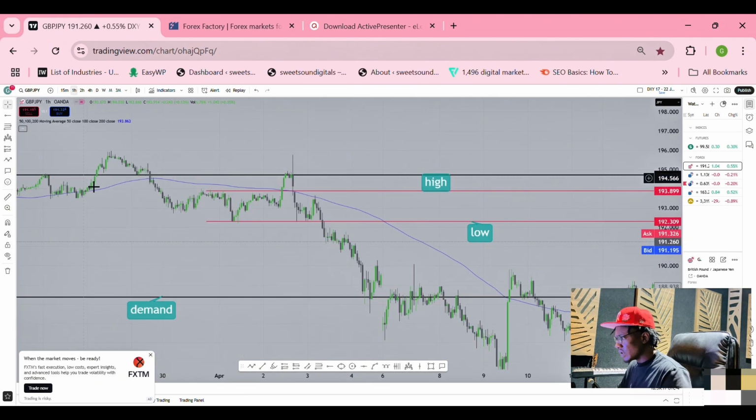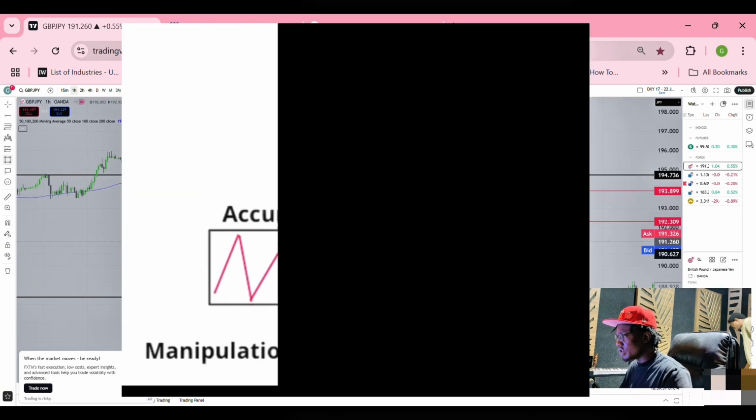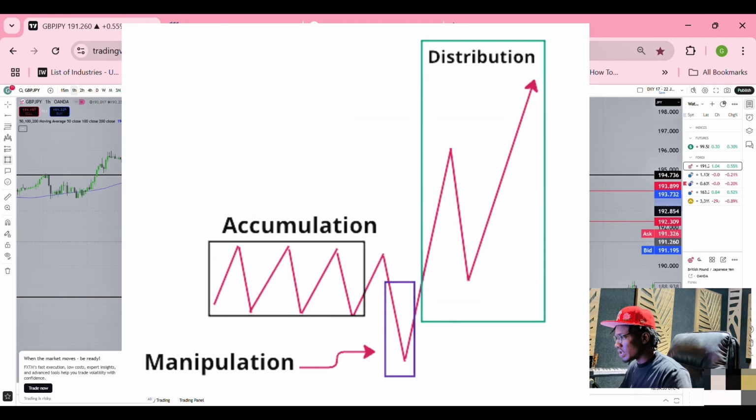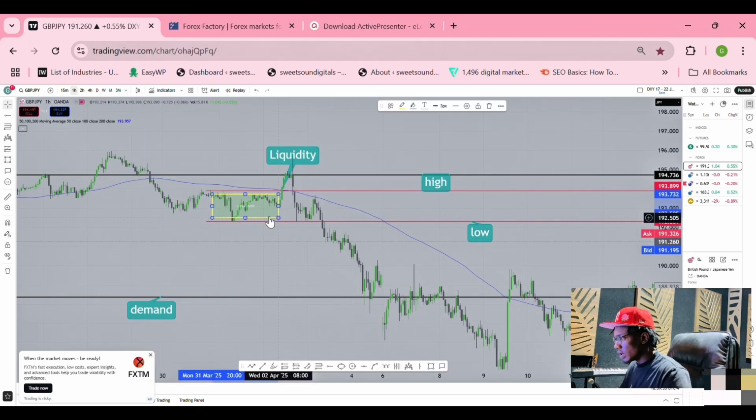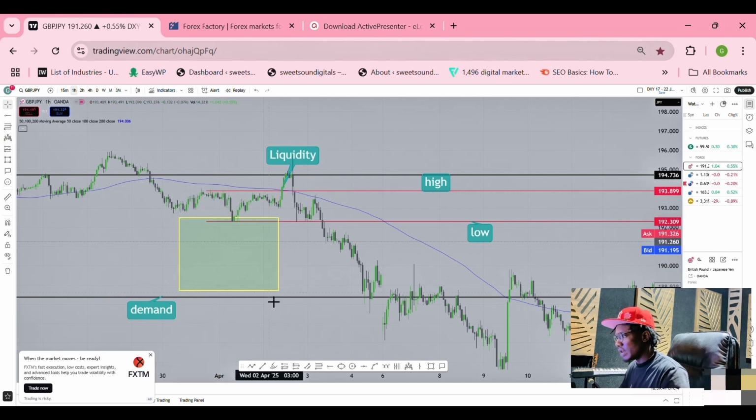Now I've seen it. Liquidity raid. This is a raid of liquidity. Now the liquidity is gone. Now this is accumulation, manipulation, distribution. This is accumulation here. After this accumulation, there was manipulation. That's the AMD, guys, AMD, right?